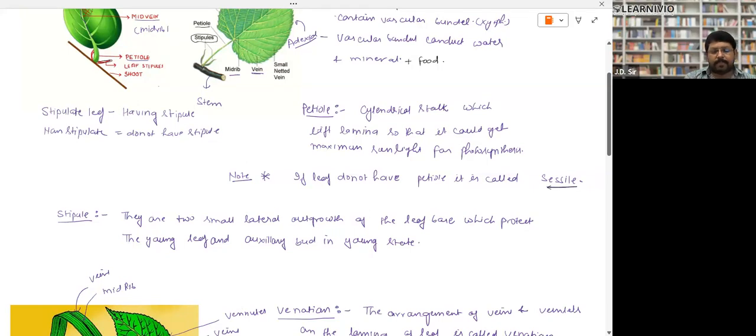The leaf without petiole is called sessile leaf. The leaf without petiole is called sessile leaf. Example, rice, wheat, etc.